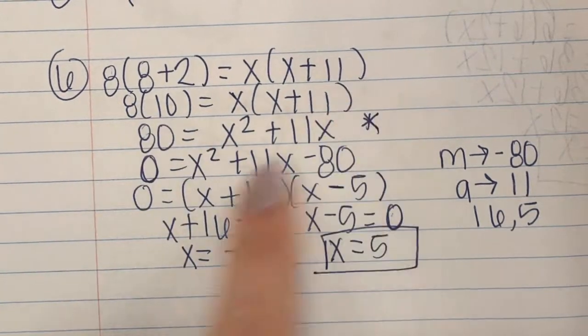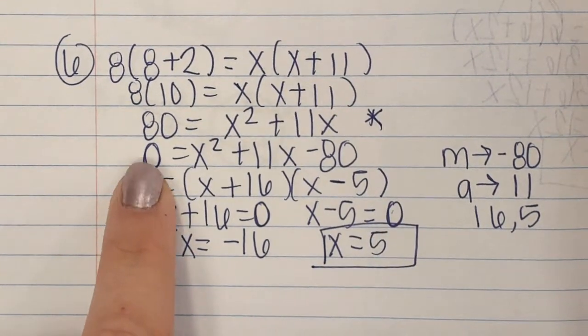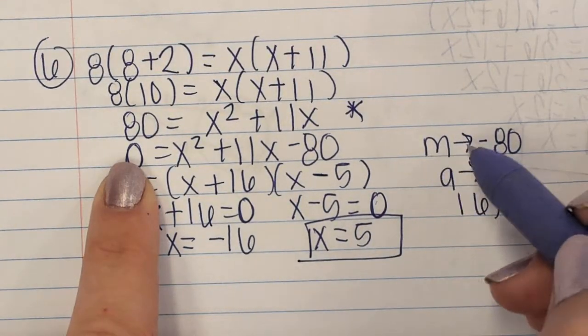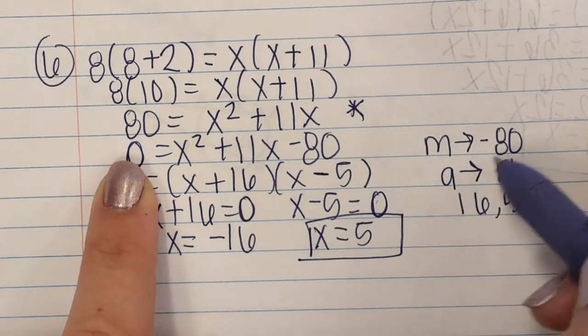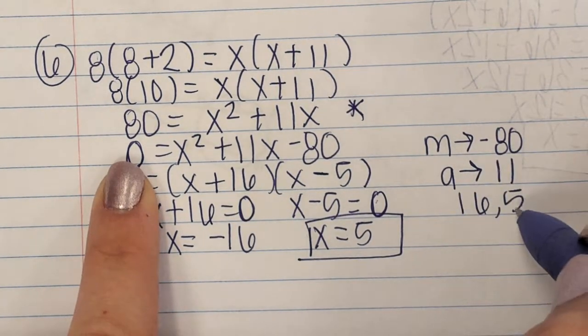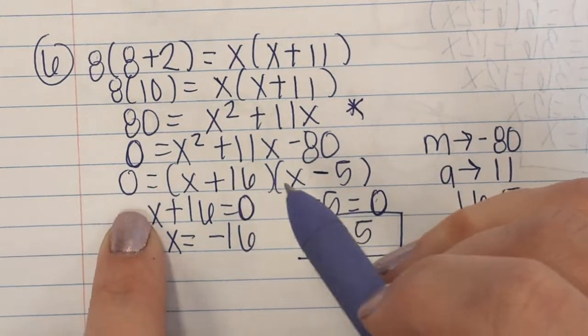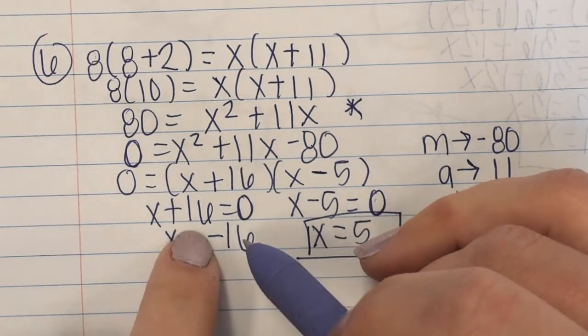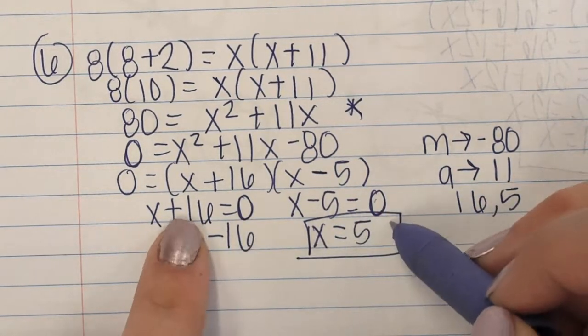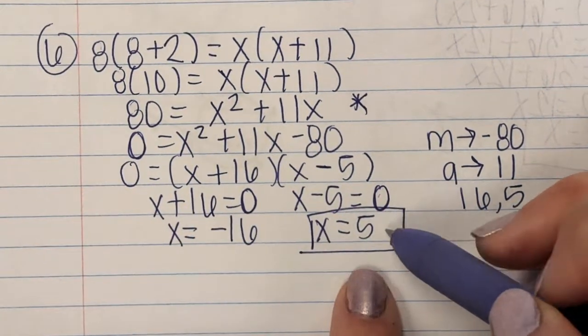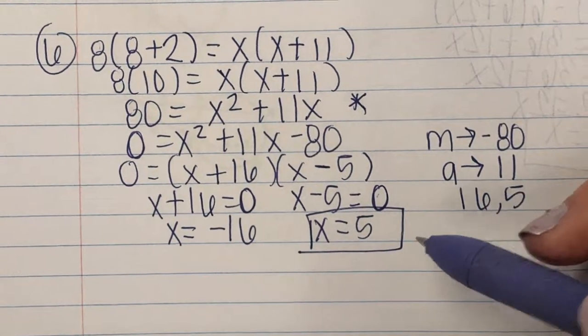So I subtracted the 80 to get everything equal to 0. Two numbers that multiply to get negative 80, but add to get 11, were 16 and 5, with the 5 being the smallest one, so it's a negative. Set these equal to 0. X becomes negative 16 and 5. We don't want it to be negative, so x equals 5 was our only solution.